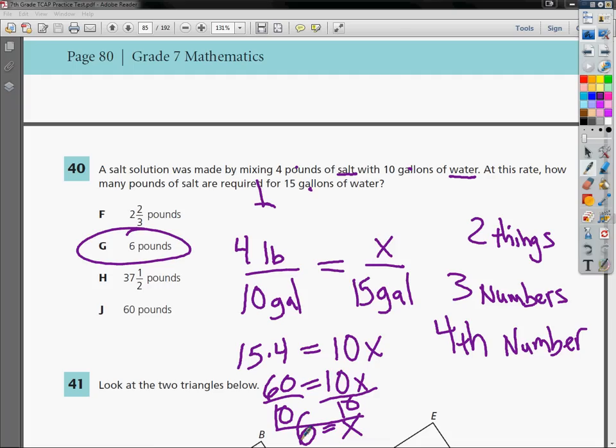So either way you want to do it is just fine by me, and you can still get the correct answer. It's just kind of whatever works in your head the best, I would say.